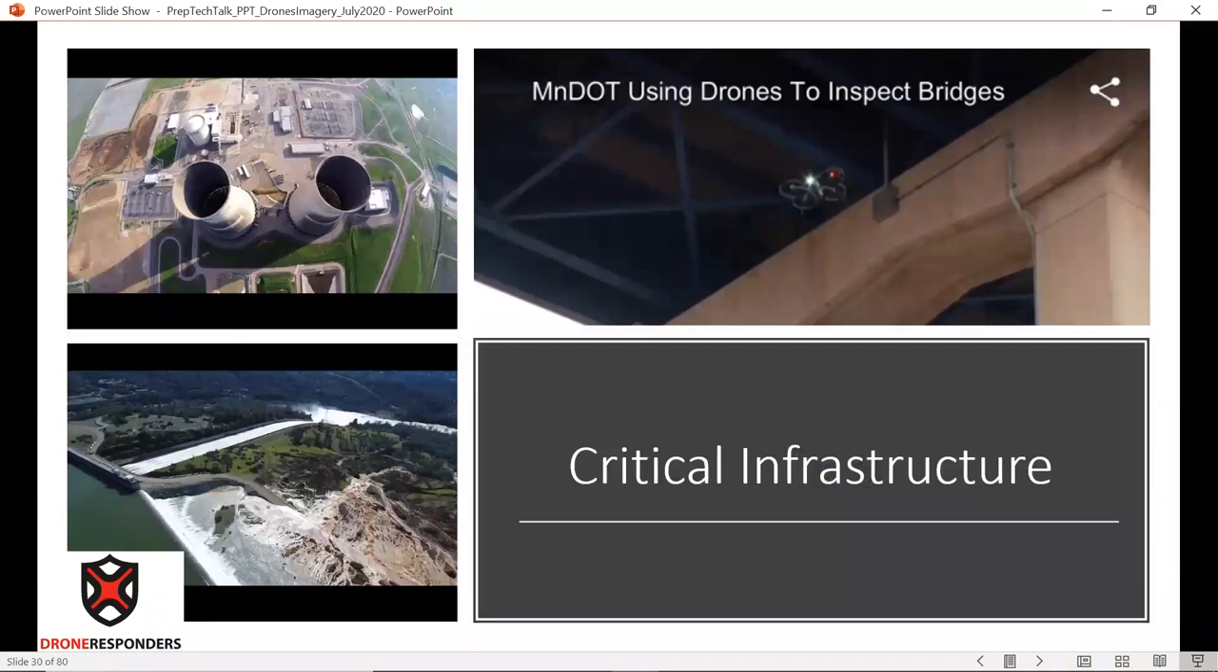In critical infrastructure, we're seeing examples of nuclear power plants, bridges, and a dam, like the Oroville Dam here. It's being used to do normal infrastructure inspections. It can also be used for inspection of a bridge following an earthquake, or in the case of Oroville Dam, it's looking at the spillway to determine if the spillway damage was going to continue to grow or de-escalate. Next slide.